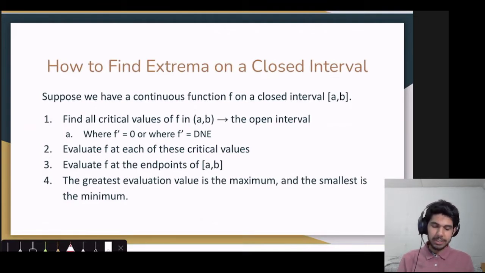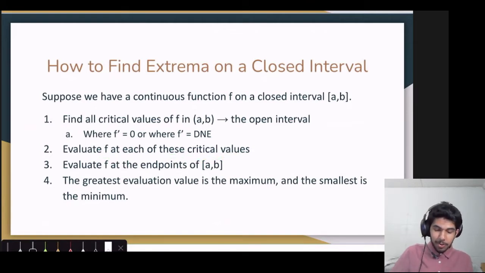And we'll worry about why it's open in just a moment. To do this, we find the critical values by taking the first derivative and seeing where it's equal to 0 or does not exist, just by the definition of a critical value. Then, once we get those critical values, we can evaluate f at each of those critical values.